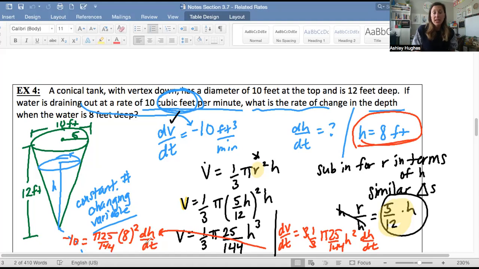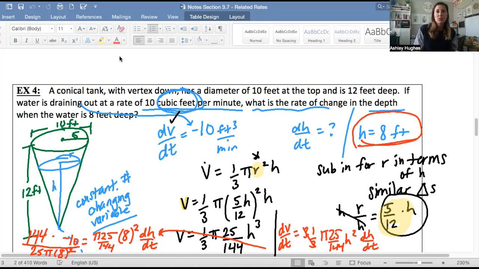And then to solve for dh dt, all I need to do is multiply by 144 and divide by this stuff. So I'm going to multiply by 144 and divide by 25 pi 8 squared. You can put this in your calculator if you wish, or you can simplify it by hand. Just make sure that you're dividing by all three of these terms. Does it make sense that it's negative? Ask yourself, common sense. Yes, because height is going to be decreasing because water is draining from the cone.